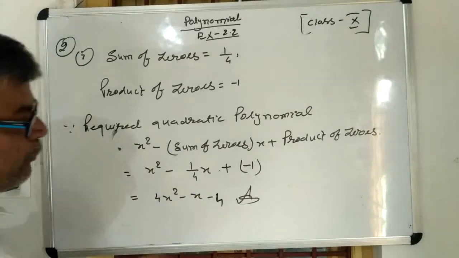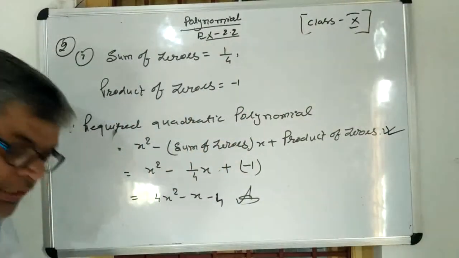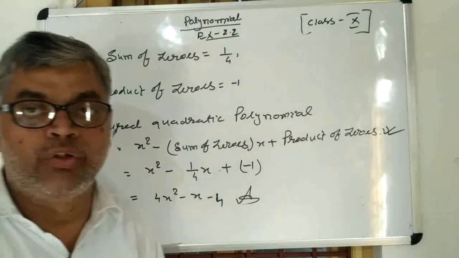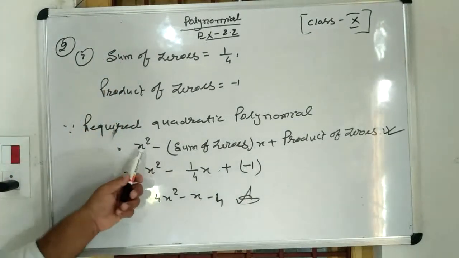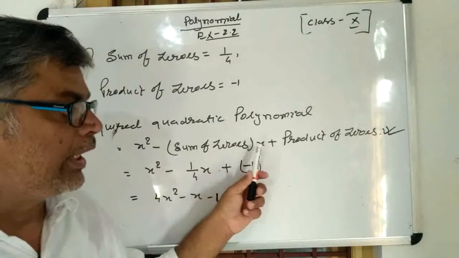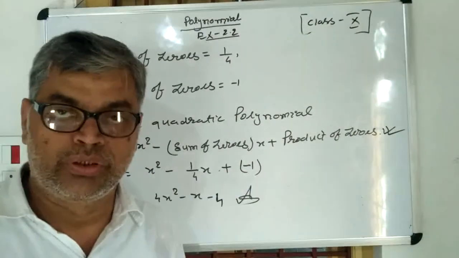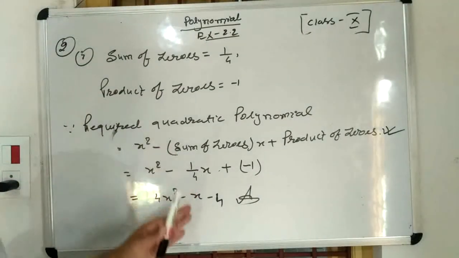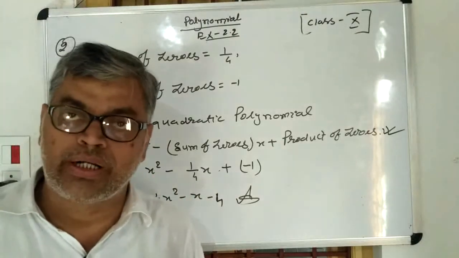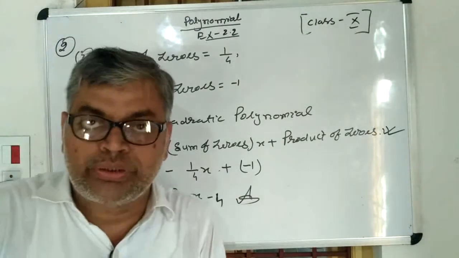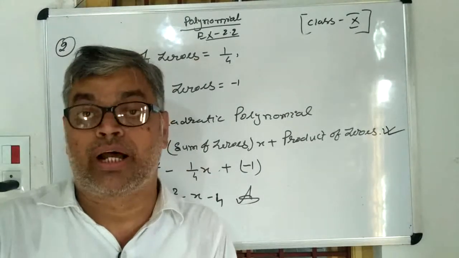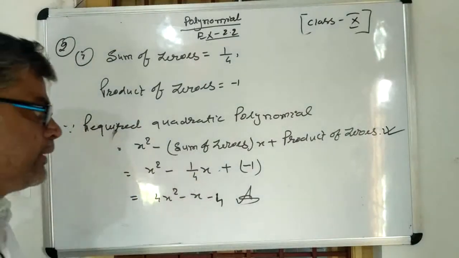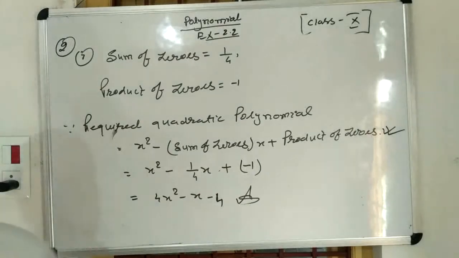Just remember this formula. Whenever the sum and product of zeros are known, then to form a quadratic polynomial, you have to remember: x square minus sum of zeros into x plus product of zeros. With the help of this formula, we get our required quadratic polynomial. And whenever only zeros are given, then you need to find their sum and their product. After that, you put them in this formula and you get the answer.